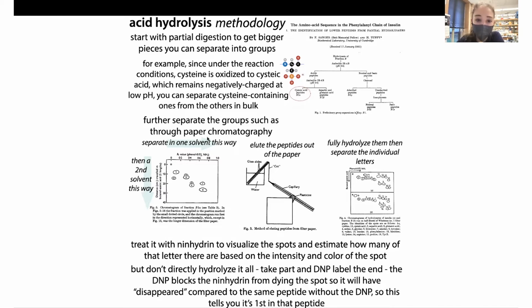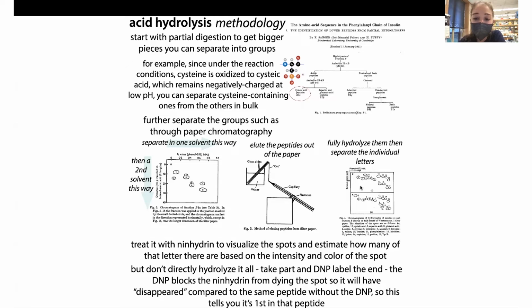So first he would separate in one solvent, and then he would turn his paper and stick it in and do it in a second solvent. And this would allow him to separate the peptides. And then from here, he would want to fully hydrolyze them and separate the individual letters. And in order to actually get the peptides out of here to do this further step, there's this cool contraption to elute the peptides from the filter paper. Pretty awesome. And then fully hydrolyze them and separate the individual letters.